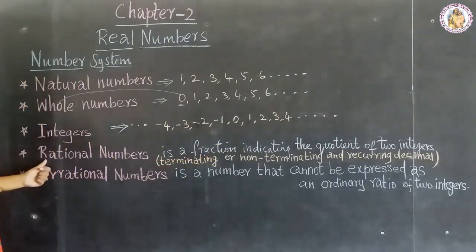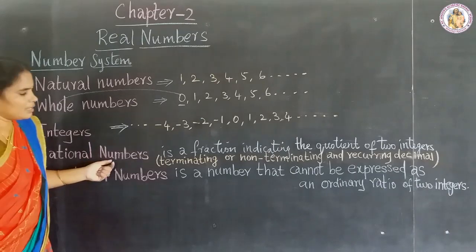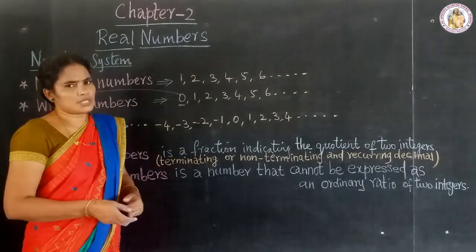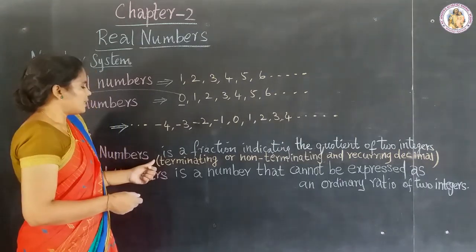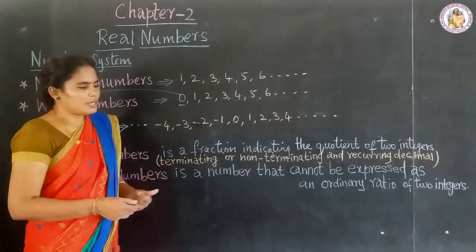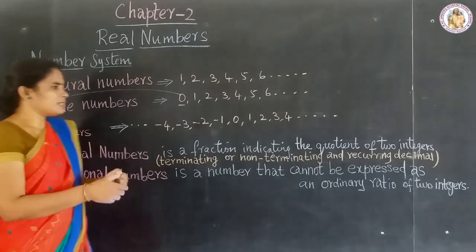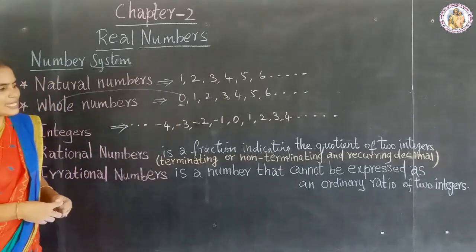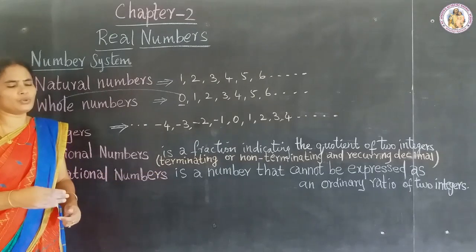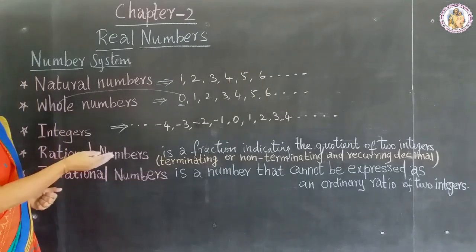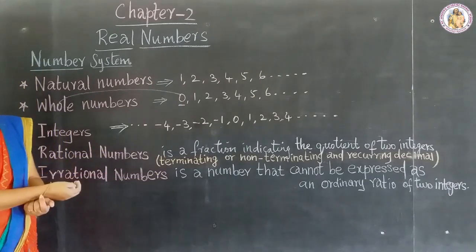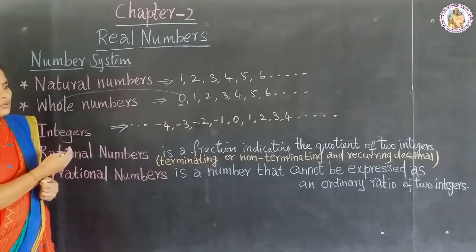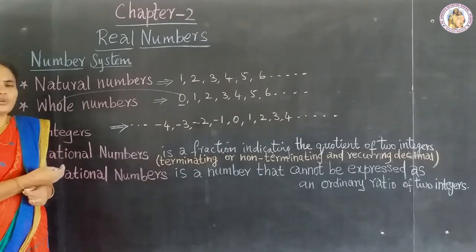Isn't it? And a rational number is a fraction indicating the quotient of two integers, that is p by q. Either it can be terminating or non-terminating and recurring decimals. An irrational number is a number that cannot be expressed as an ordinary ratio of two integers. That means it will be a square number. So root 3, root 5 as it goes on.